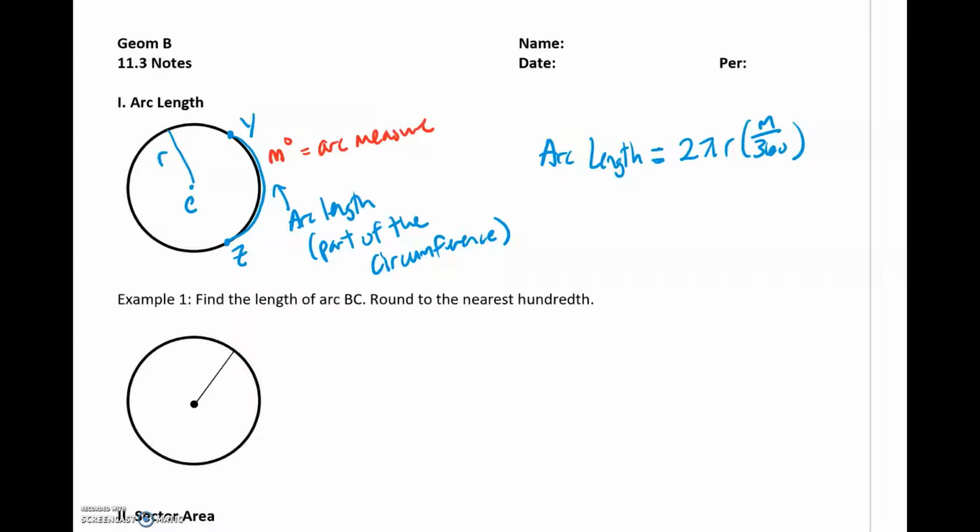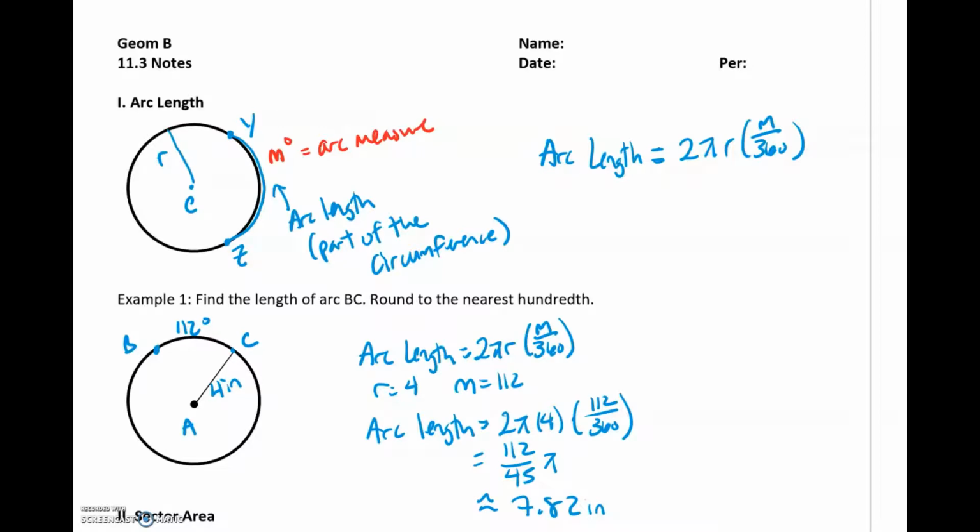So if we look at example 1 and pretend that I already have this written in, this is circle A, and we're looking for the length of arc BC, which is from here to here. And this has a measure of 112 degrees. Our radius is 4 inches. So that's all part of the problem. And we want to round our answer to the nearest hundredth. Let's go ahead and calculate that. So go ahead and plug it in, and let's see what we get.